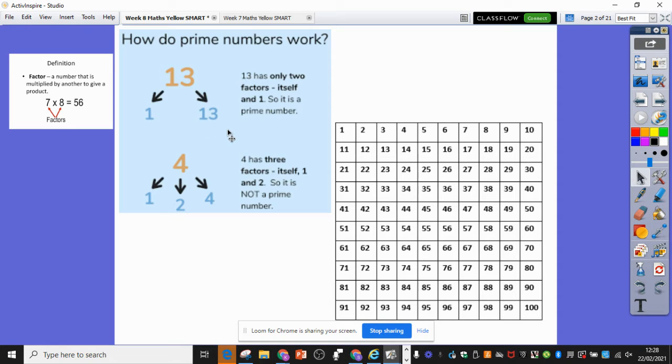So firstly, we have number 13 here. 13 is a prime number, and we know it's a prime number because it has only got two factors. It's got itself, the number 13, and 1. So it is a prime number.